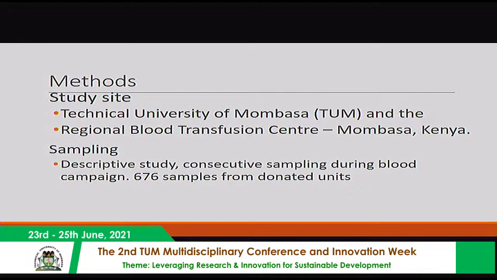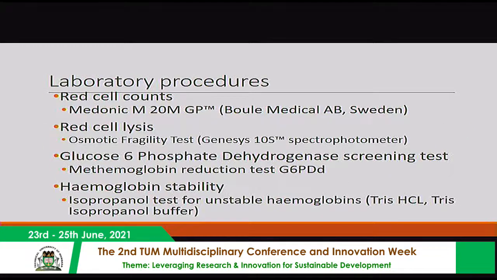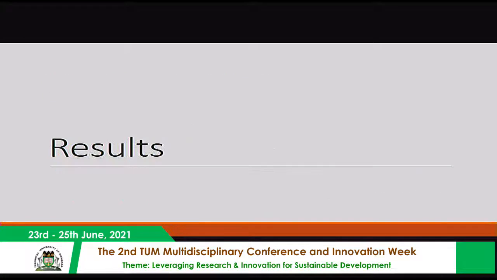Okay, so we did this study in conjunction with the Regional Blood Transfusion Center, and we used about 676 samples. For the counts, we used the Medonic for the red blood cell count, red cell lysis, we did the osmotic fragility test, then we used the methemoglobin method to determine the G6PD, and for osmotic fragility we used the isopropanol test.